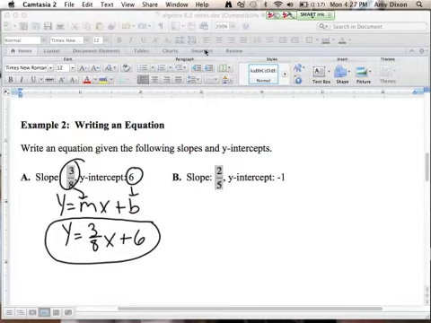All right, on the other one, our slope is 2/5. Our y-intercept is negative 1. So we do y equals 2/5 x minus 1. So if we're given a slope and a y-intercept, then we can go ahead and write the equation to a line.